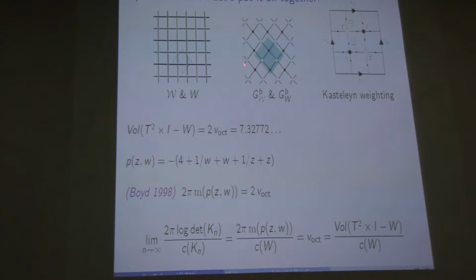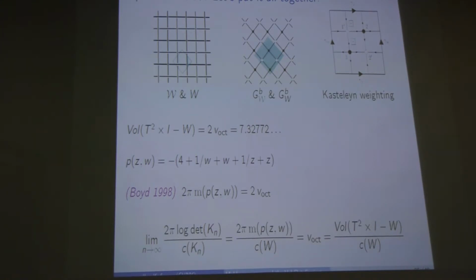This is the overlaid graph for the square weave. And then, coincidentally, it's the example we just did a few slides ago. And so we know the Castellan weighting, and we know the Castellan matrix. So P of ZW is the determinant of that matrix. And this is the characteristic polynomial for the square weave.